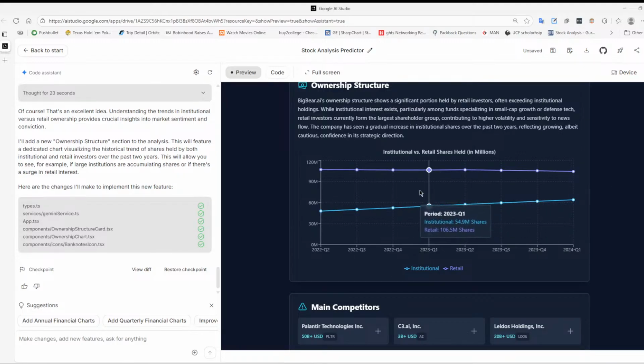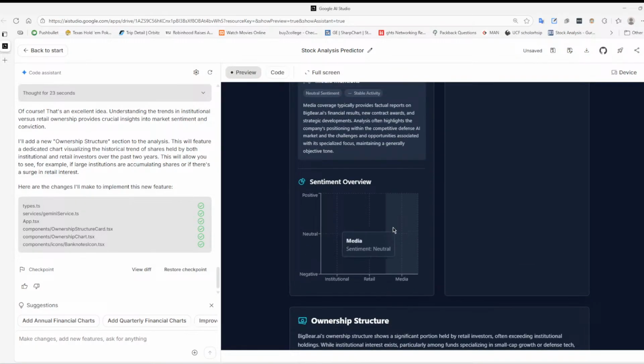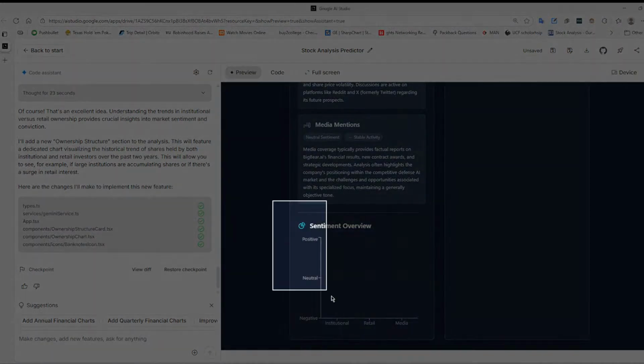Institutional holders is growing, retail is kind of going down. We got 106 million shares, and then we're going between 64. All right, I guess they're going up to 104. So retail did go down to 104 million shares. Institutional is just increasing quarter over quarter. I think this is very useful information, but the sentiment data is not very useful.